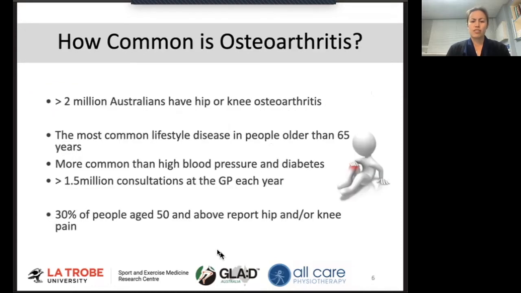So how common is osteoarthritis? More than 2 million Australians have hip or knee osteoarthritis. It is the most common lifestyle disease in people over 65 years in age, and it's more common than high blood pressure and diabetes. It is one of the most common reasons people in Australia see their GP and accounts for more than 1.5 million consultations each year. Persistent hip and knee pain, which is often an early sign of osteoarthritis, can also affect 30% of the population, even younger people.